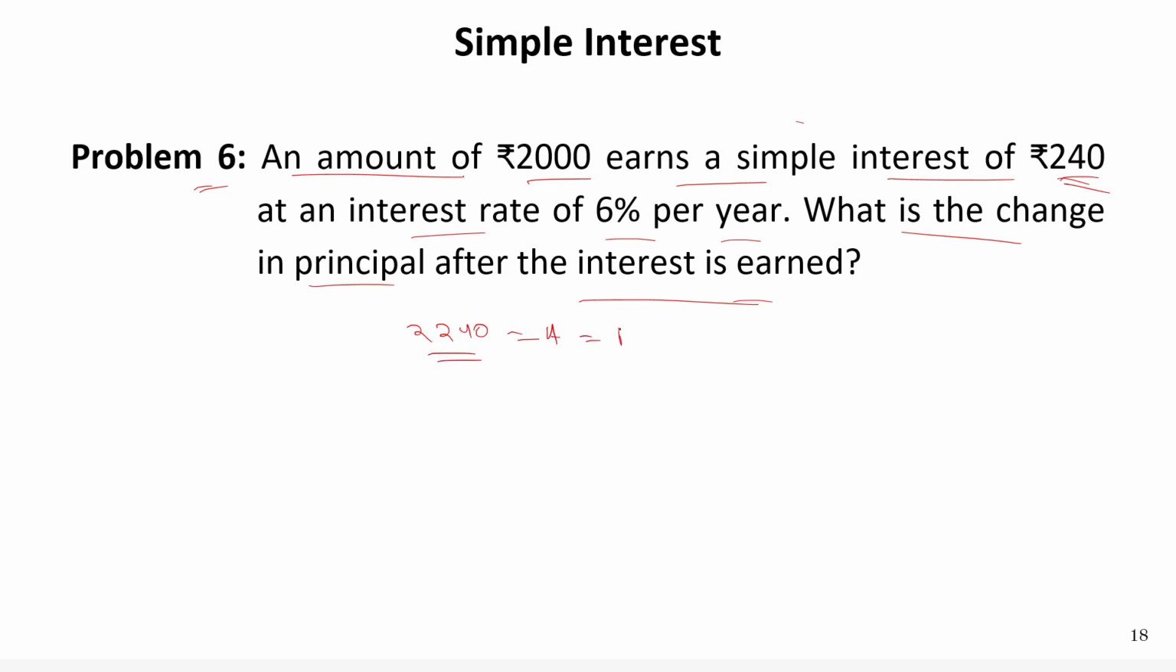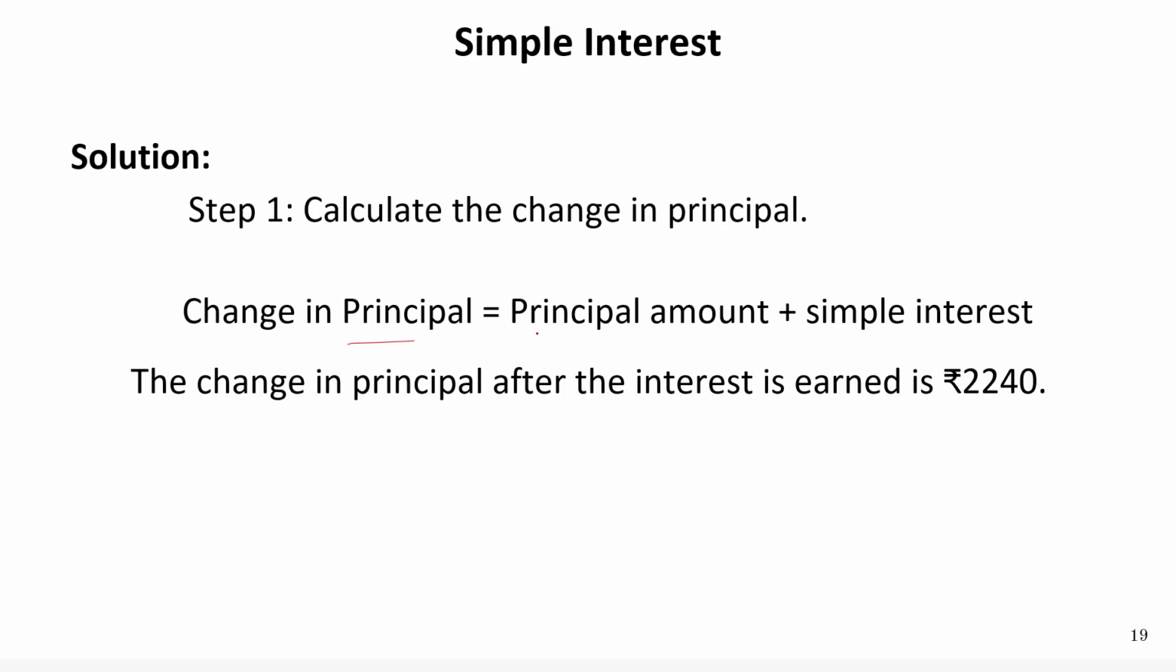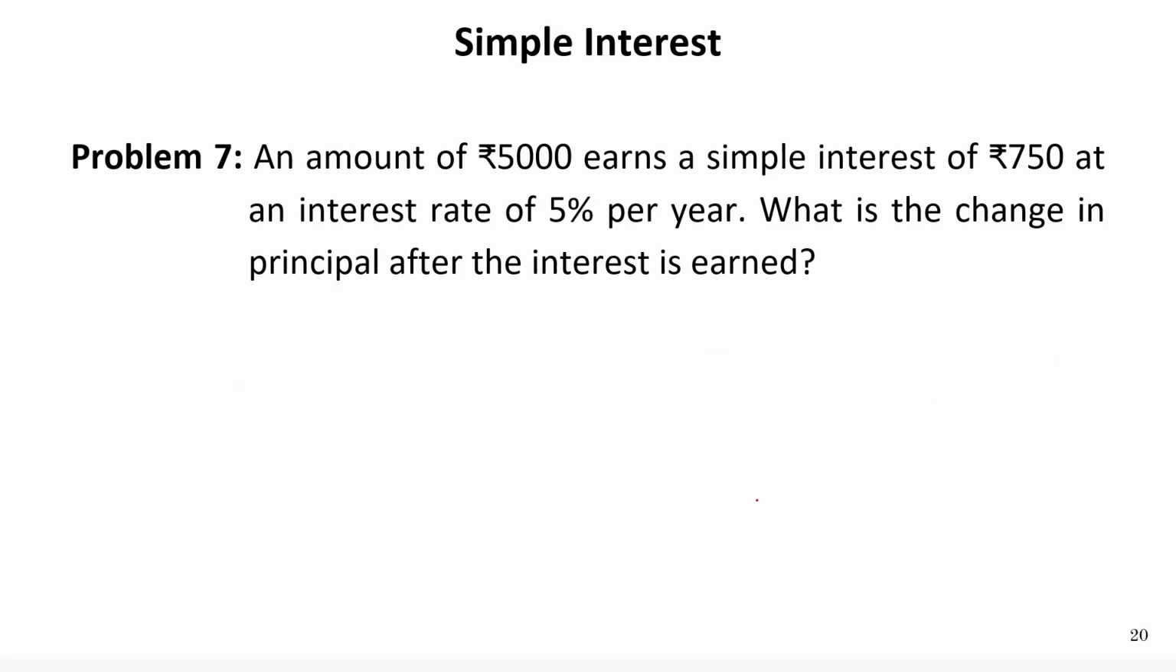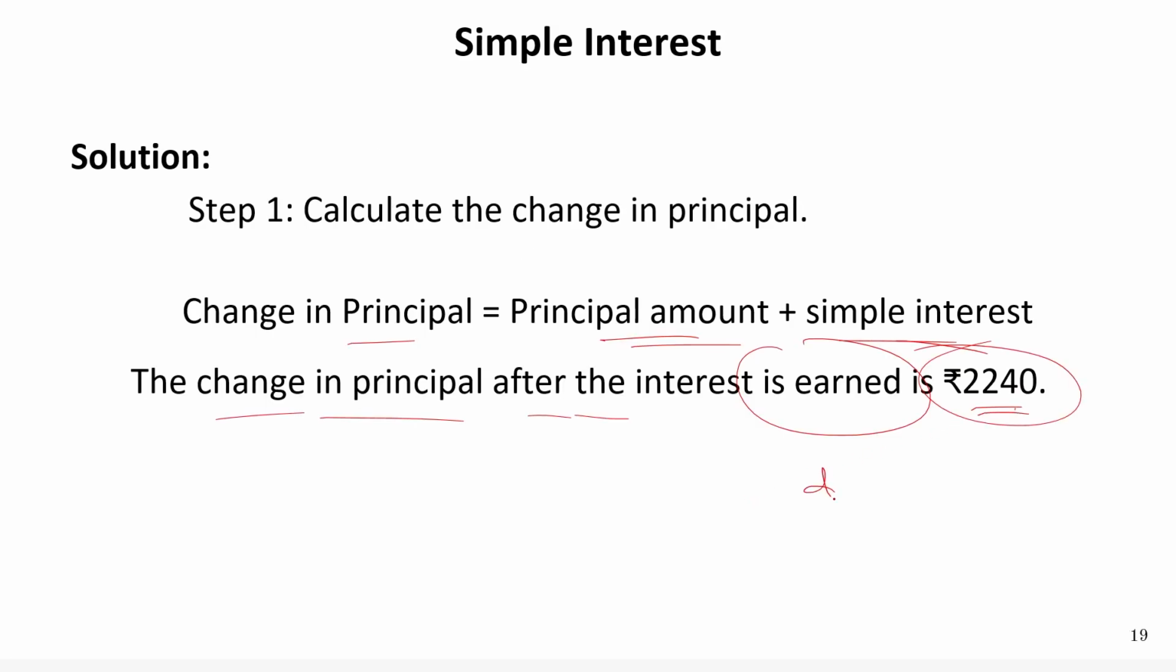A is equal to what? P plus SI. So P is equal to 2000 here, and SI is equal to what? It's given to us, 240, right? So the difference between the principal and the amount after the interest is earned, so A minus P, is equal to what? SI. That is equal to nothing but 240, right? So change in principal is equal to principal amount plus simple interest. So the change in principal after the interest is earned is 2240. Okay, so this is the changed value. So the difference will be 240. Okay, the changed value will be this much. So difference is equal to 240. That is 2240 minus 2000, right?